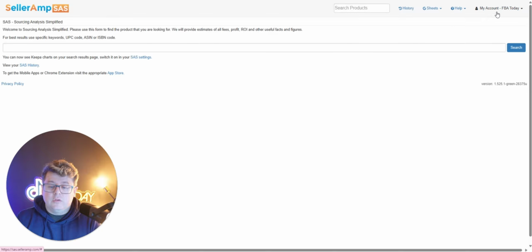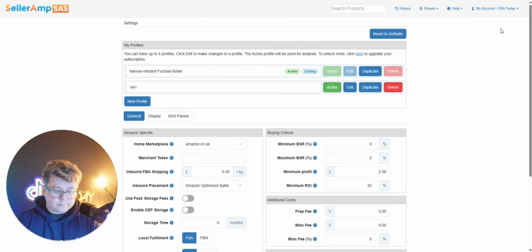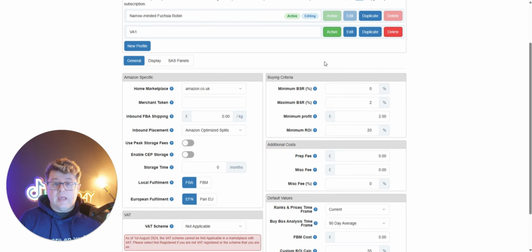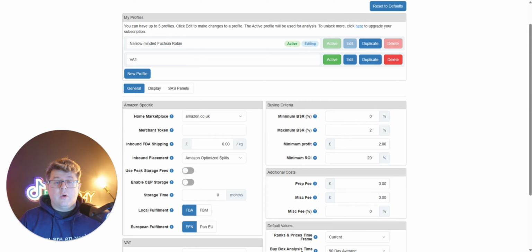We can go to the My Accounts, so that is my account, and we go into the settings here. And as you can see, we have got the settings all uploaded. So going through these settings is quite simple, and these changes do automatically save. So as you can see here, we have got the home marketplace. I'm from the UK. I'm going to sell in the UK marketplace, so my marketplace is the UK.